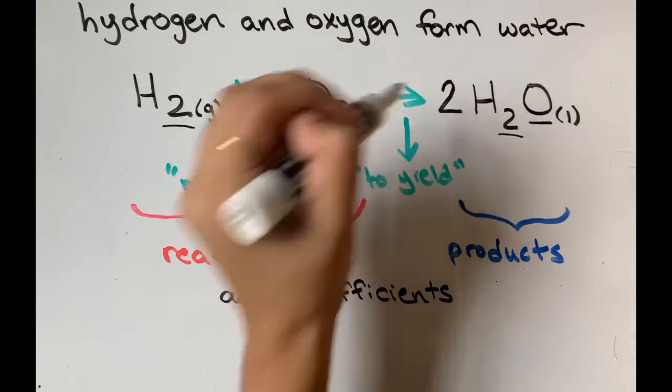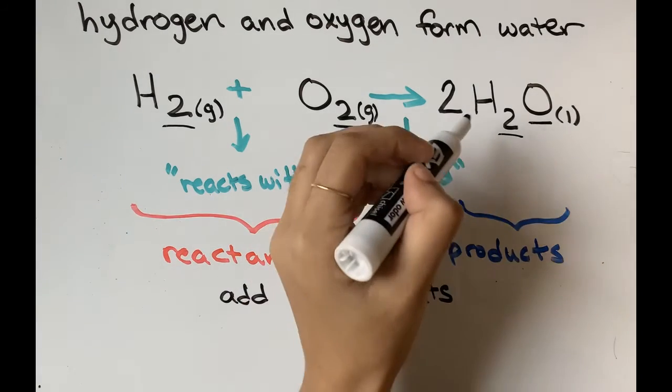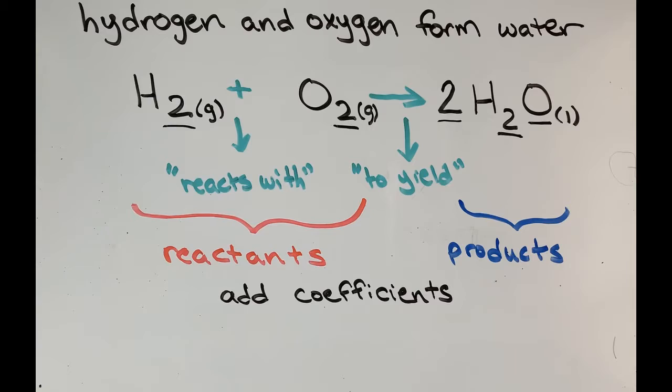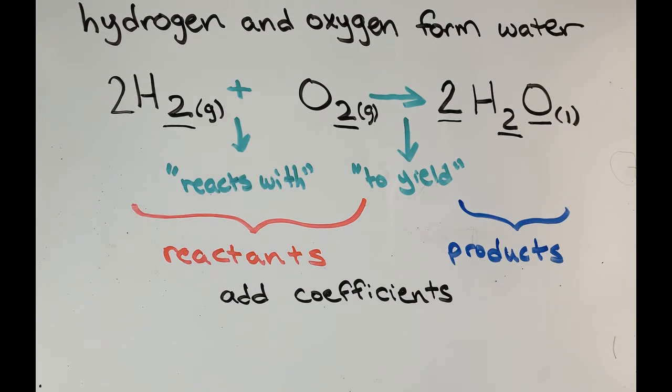We want 2 oxygen atoms on the right, so let's multiply H2O by 2. But now we have 4 hydrogen atoms on the right since we have 2 of H2. So, to balance this, we should add a 2 in front of the H2 on the left side as well. Now this equation is balanced.